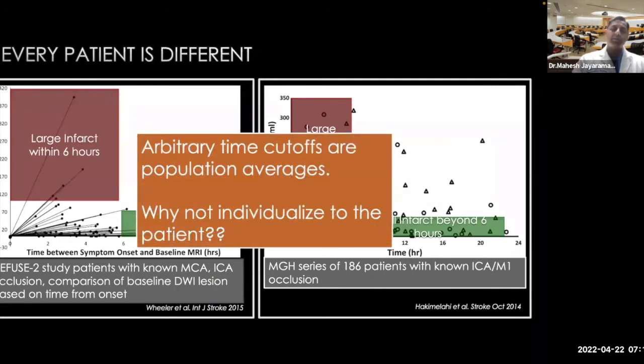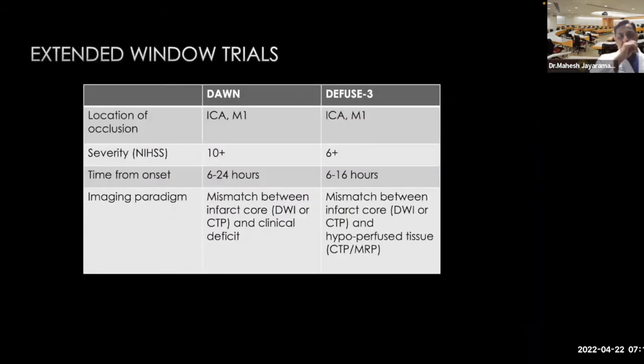And the point here is that an arbitrary time cutoff is a population average. So why not individualize to the patient? Why not use imaging to determine if somebody who's in this green can actually benefit from thrombectomy? And that was how the DAWN and DEFUSE 3 trials were structured.